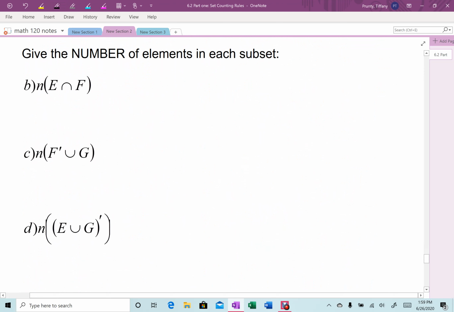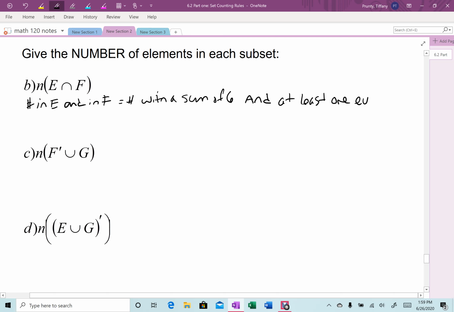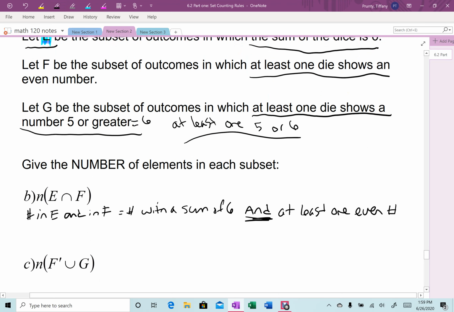This is why it's very helpful to have the set all drawn out for you. Also, it's helpful to use colors so you can see where things are. Alright, so E and F, and remember this is the and symbol. I want the outcomes in E and at the same time in F. Remember, E was the outcomes with a sum of 6, and F has at least one even number. So I want to figure out how many have both of those things true. And means both of them have to be true, so they have to be in E and F. And E is the one I'll start with because it's the smaller set.